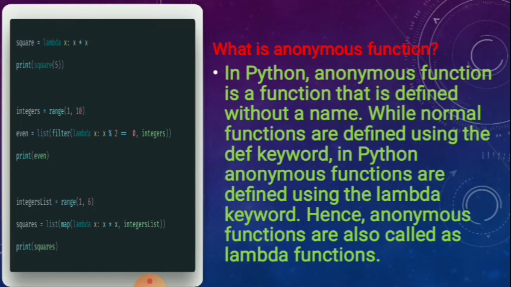What is an anonymous function? In Python, an anonymous function is a function that is defined without a name, while normal functions are defined using the def keyword. In Python, anonymous functions are defined using the lambda keyword. Hence, anonymous functions are also called lambda functions. Here one thing we can clearly see is that lambda and anonymous function are both the same.